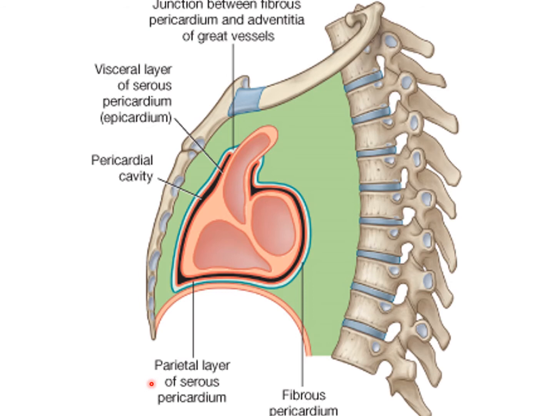First there is the parietal layer of the serous pericardium. It lines the inner surface of the fibrous pericardium and is intimately blended with the fibrous pericardium. The visceral layer is given the name epicardium. Its other name is epicardium. This is the visceral layer. So the visceral layer is also named epicardium. It covers the heart and the roots of the great vessels.